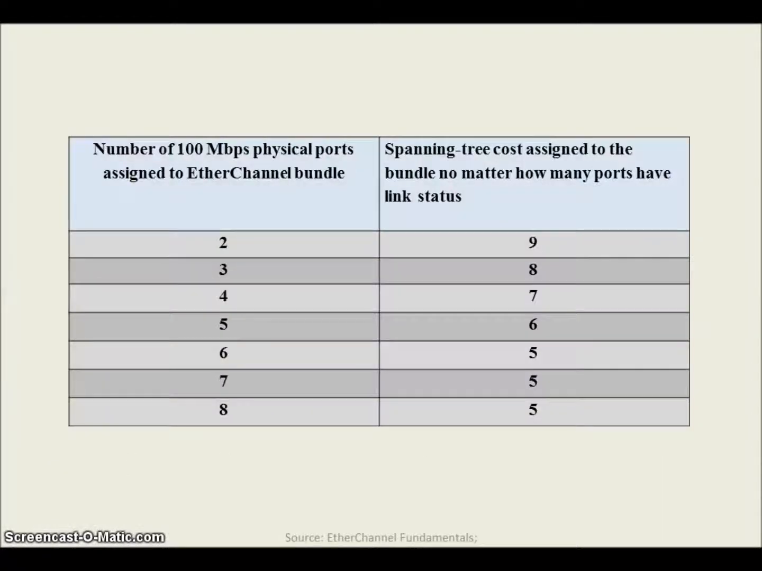This graphic is from the EtherChannel fundamentals bridging materials as well, and it shows the spanning tree costs assigned to the bundled ports. And as you can see, with just 2 bundled ports together, we lower our cost from 19 to 9. You cannot do more than 8 physical ports together in one channel, and this is primarily because at 10 we would go to 1 gigabit, and you should just upgrade to the physical port.